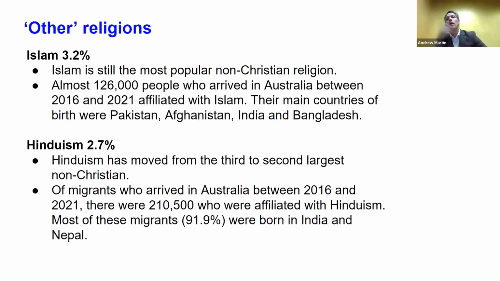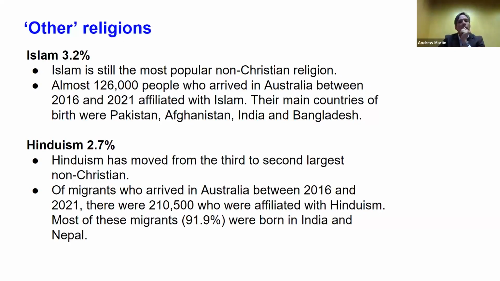What's the impact of immigration? We've seen the impact on Christianity. What's the impact on the so-called other religions? So Islam is the largest of the non-Christian religions, up again this census, the 2021 census, now 3.2%. It became the largest non-Christian religion in 2016. And you can see there the countries that Muslim people are coming from: Pakistan, Afghanistan, India, Bangladesh.